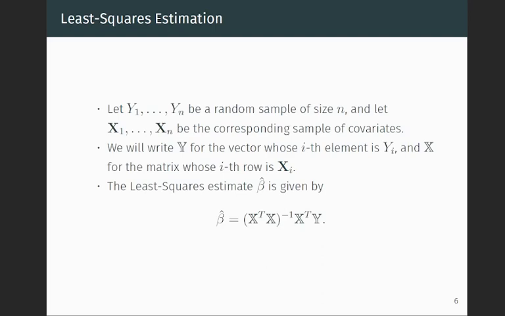Okay, so we'll write y in blackboard typeface for the vector whose ith element is yi, and similarly for x, blackboard typeface for the matrix whose ith row is the bold xi. So in other words, we're getting a vector with all of the outcomes and a matrix with all of the covariates, where that matrix is such that each row corresponds to a set of covariates.